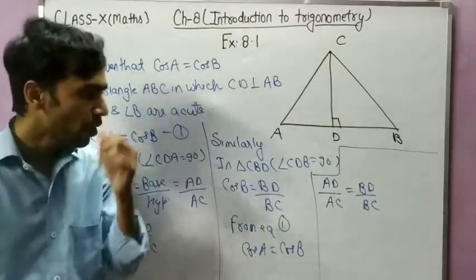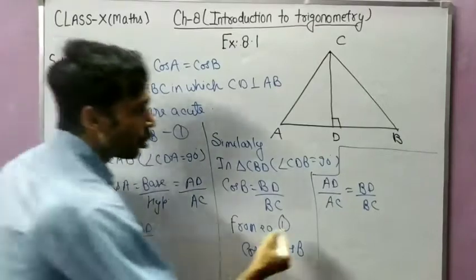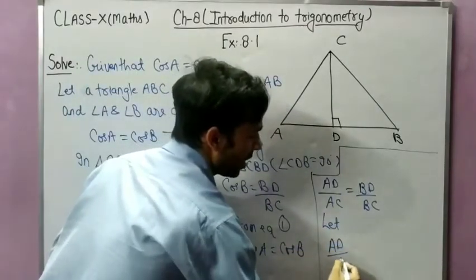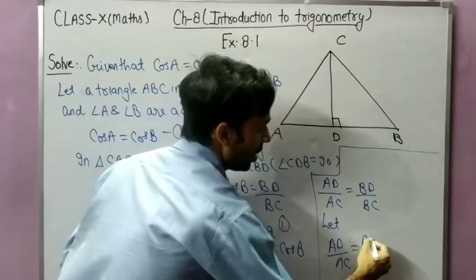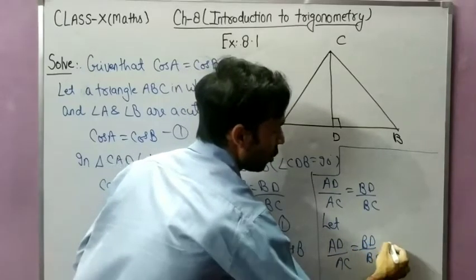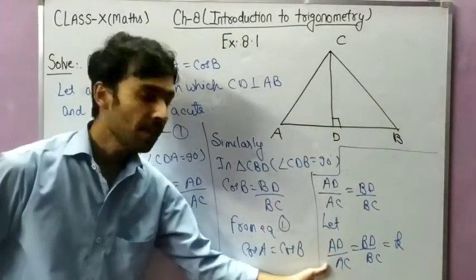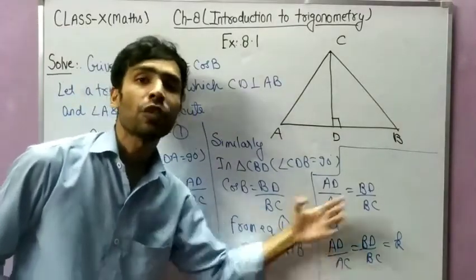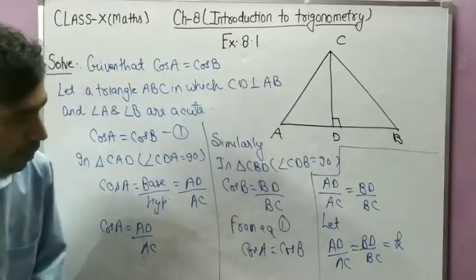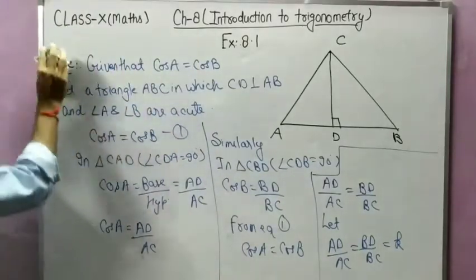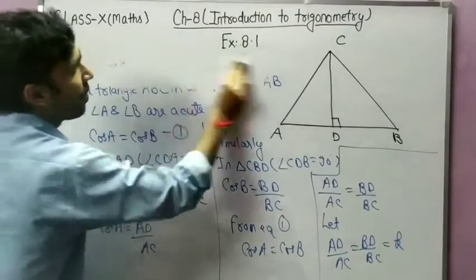So suppose what we will do, student? Now what you do? You assume. Suppose let AD upon AC is equal to BD upon BC is equal to K. Suppose the ratio of AD upon AC and BD upon BC is equal to what? K. Okay. So now students, see. Now I am going to erase these parts. I hope you have written.